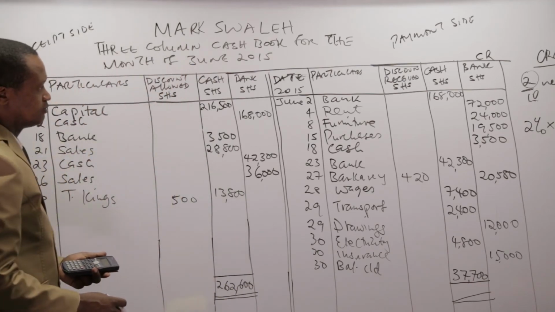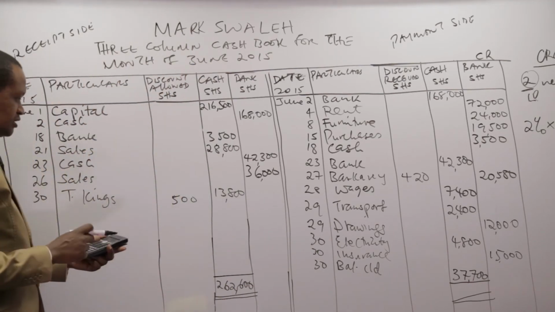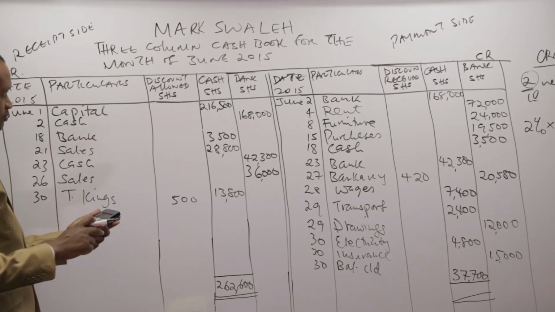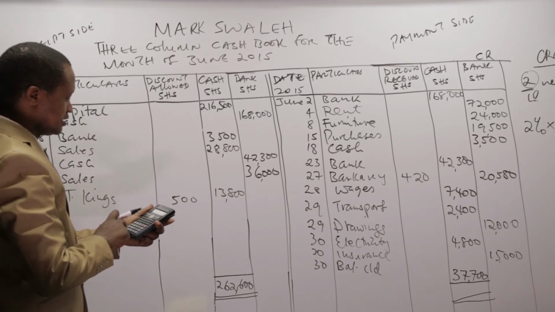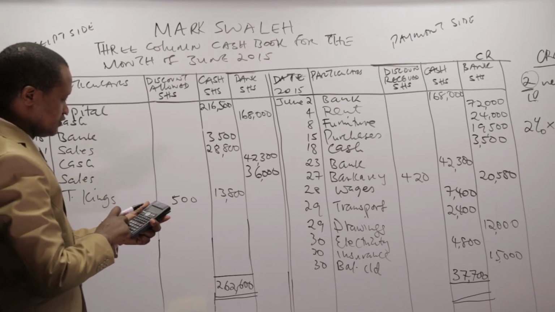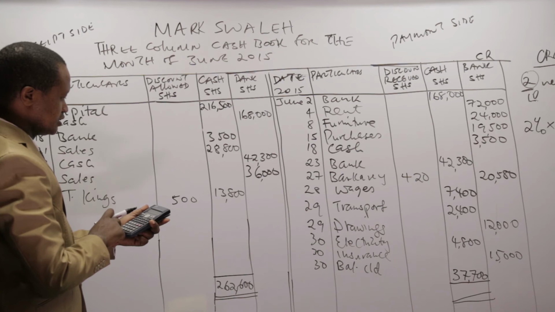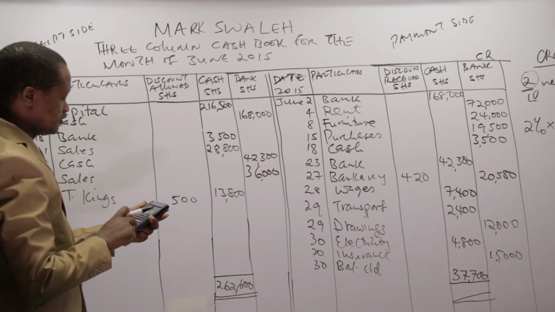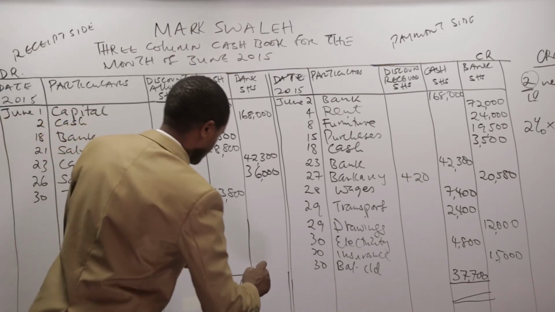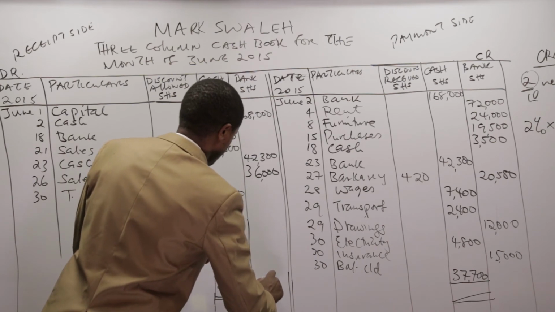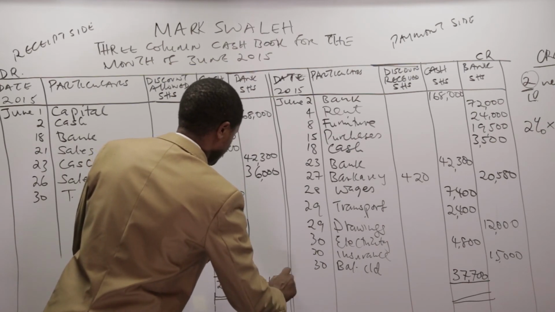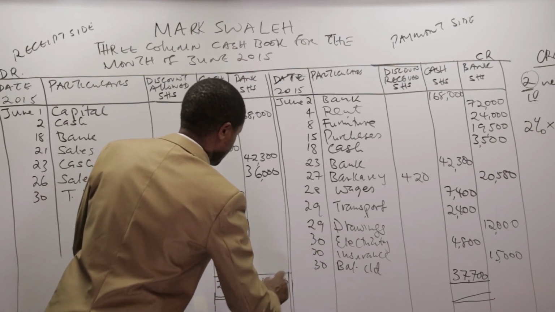We do the same for the bank. The bank column will take 168. We add 42,300. We add 36,000. That gives me the total of 246,300.